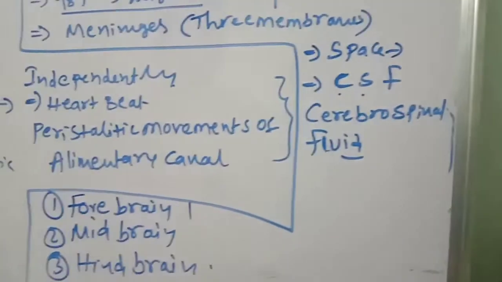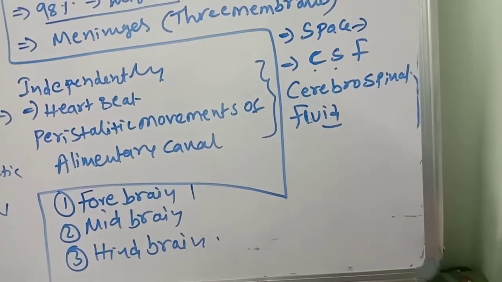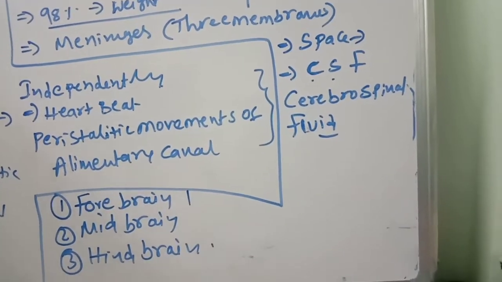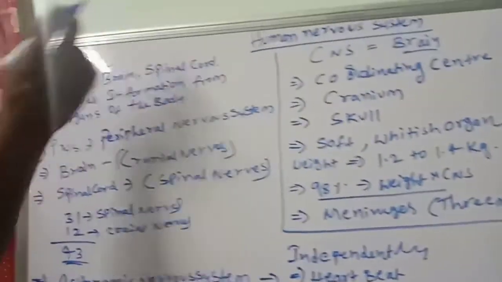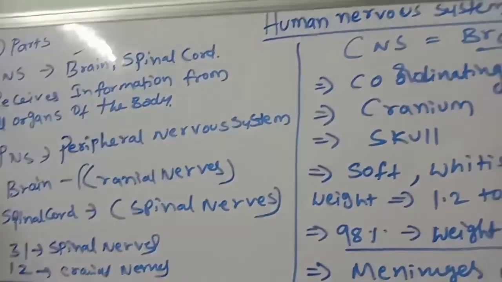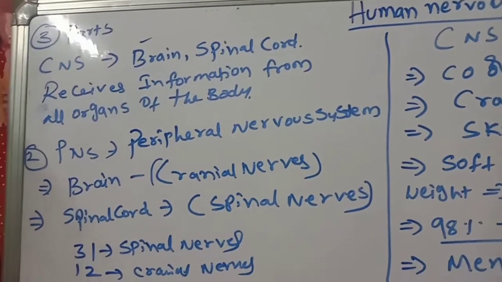Now the brain is divided into three parts: forebrain, midbrain, and hindbrain. So what are the parts of the central nervous system? Brain and spinal cord. They receive the information from all organs of the body.